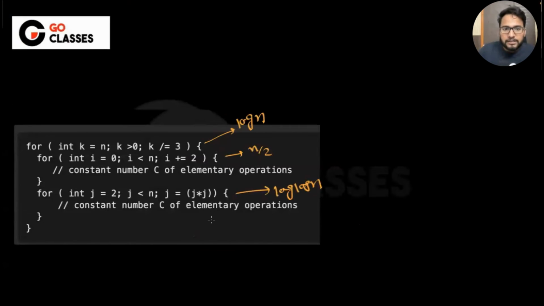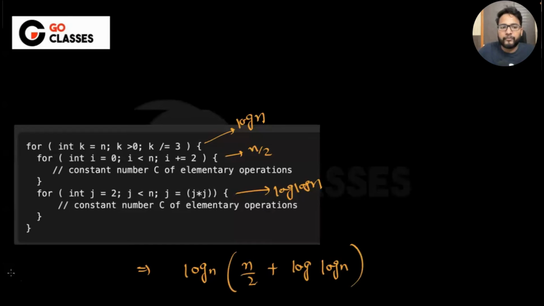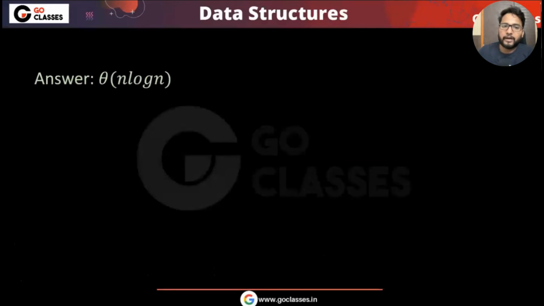So what is the answer here? It is log n plus n by 2 plus log n. Is this correct, or is there any issue here? Have you understood this? See, this is log n, and here you have two loops, so you need to add them. Don't multiply them, don't make this mistake. Don't multiply, you need to add. If you add, then asymptotically you can say it is n log n, right? Yeah, n log n is the correct answer here.